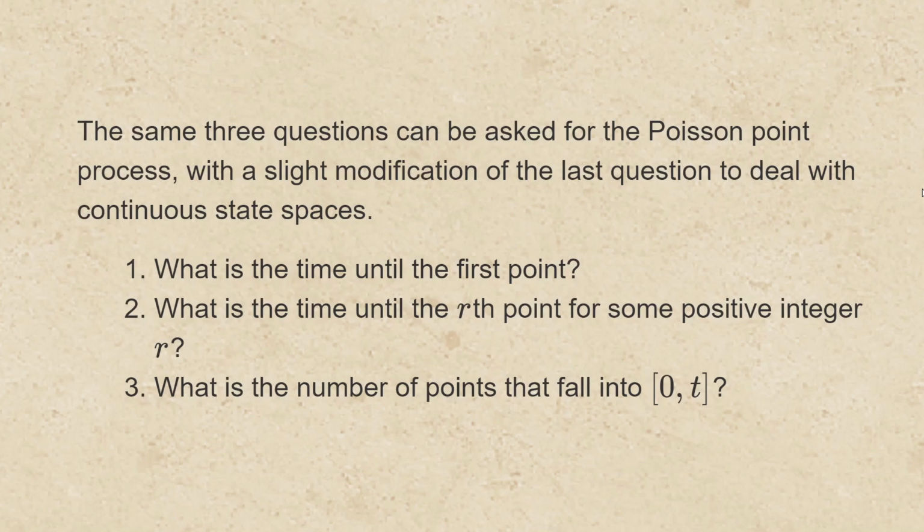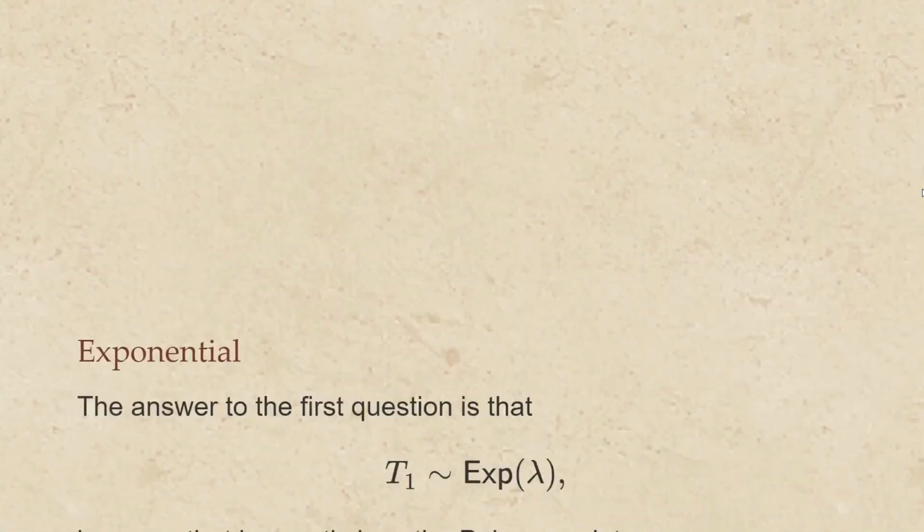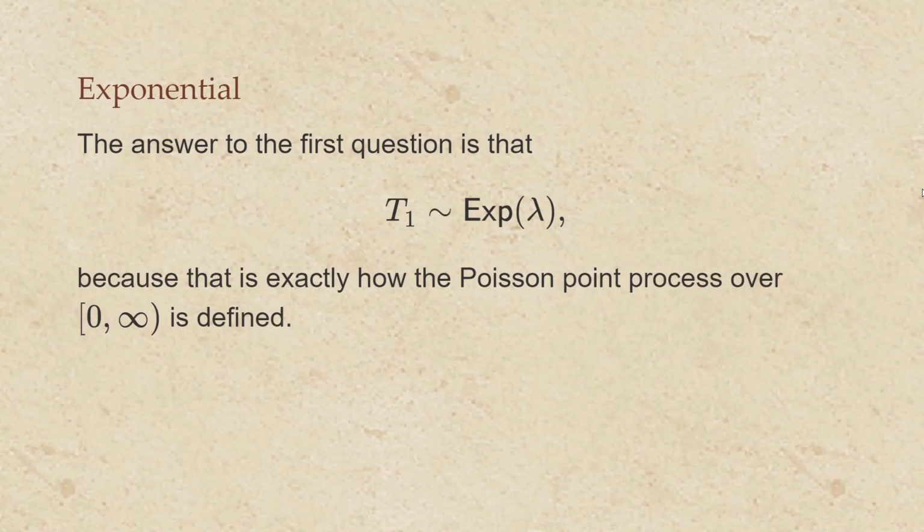Number 1. What is the time until the first point? Number 2, what is the time until the rth point for some positive integer r? Number 3, what is the number of points that fall into the interval from 0 to t? The answer to the first question is that t sub 1 will have an exponential distribution with parameter lambda, because that is exactly how the Poisson point process over the interval from 0 to infinity is defined.